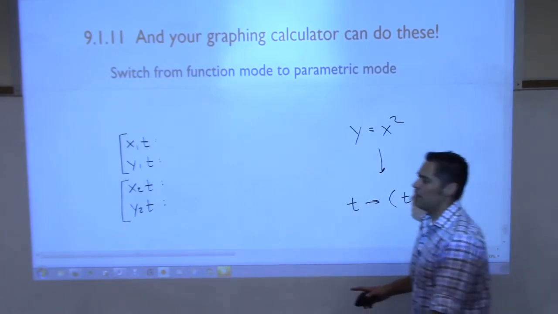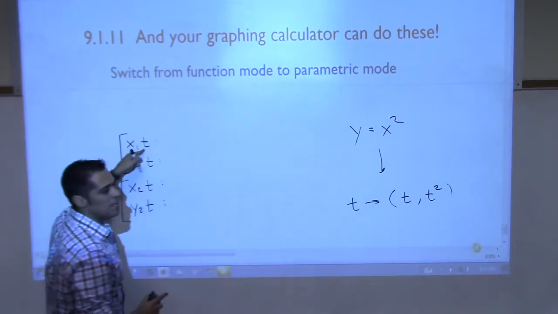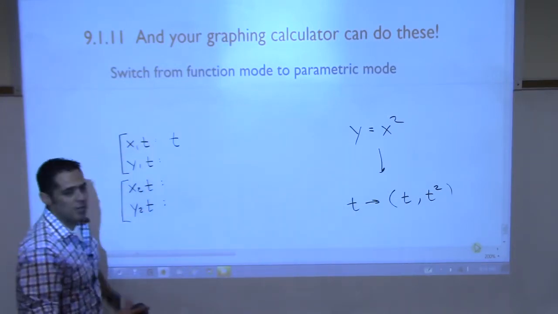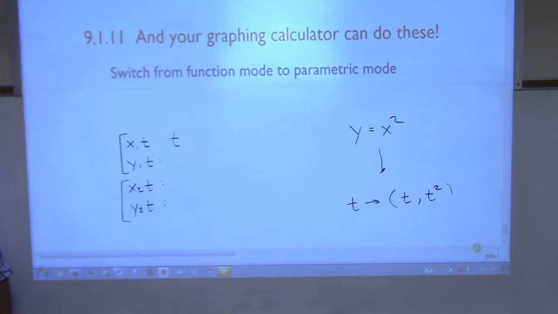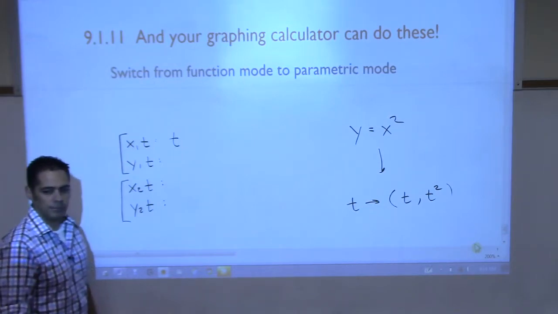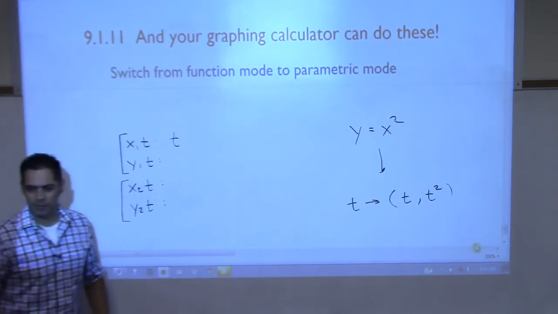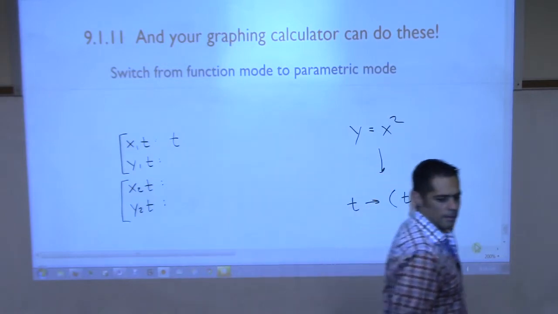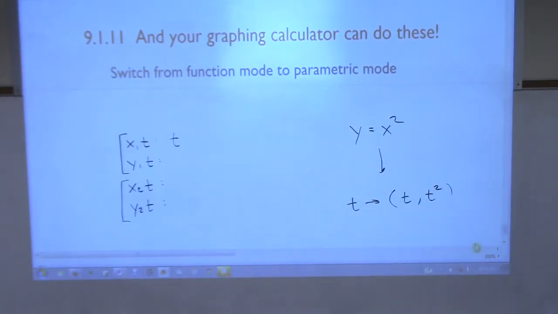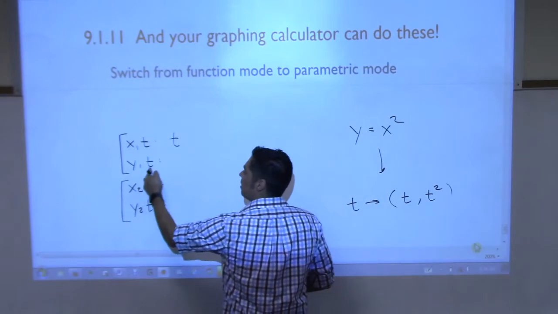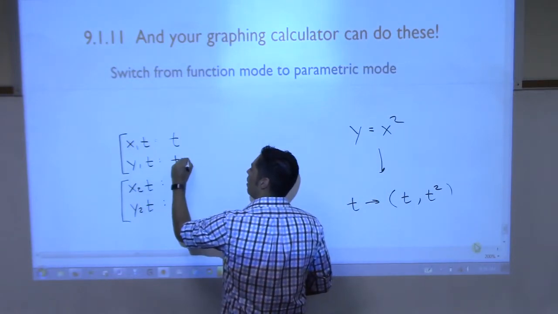Okay, I want you right here for x1 of t to put t in, and yes, you have to use t, you can't use x. So find your t variable button. Actually, it'll automatically do it. Not all of them do. So I have a T button. Anyone not find t? Everyone's good? Now on the y of t, you need to put t squared.